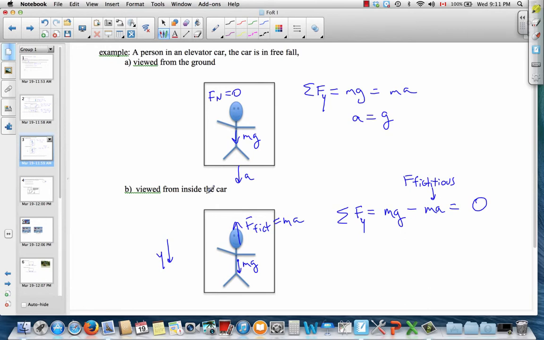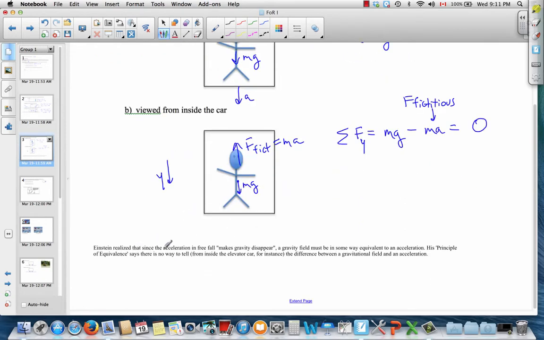Now, down here at the bottom, Einstein realized that because the acceleration of this elevator car in effect made gravity disappear, because you feel quote-unquote weightless here, in some way a gravity field is equivalent to an acceleration. So there's no way to tell from the inside of this car whether you're in free fall or there's just no gravitational field. You can't tell the difference. So the two must be the same. And this is called the principle of equivalence. You can't tell the difference between a gravitational field and an acceleration.